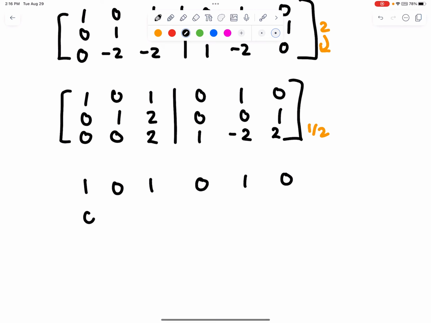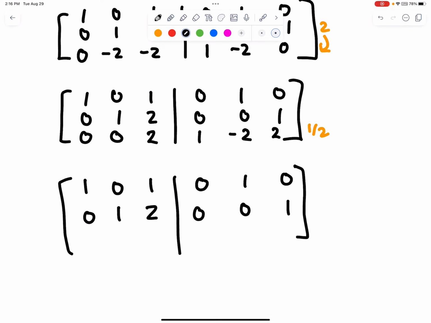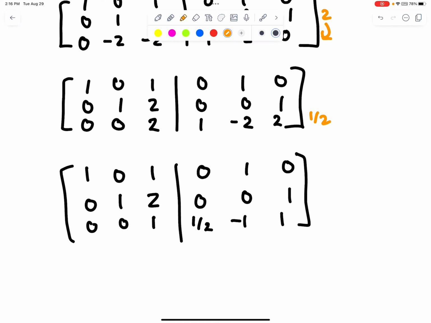Make sure you copy those correctly. Third row will be 1/2 of what it was, so 0, 0, 1, 1/2, negative 1, 1. All right, my next goal is to make both of these entries here 0 using the pivot one that's just below it. So I'm going to do both of these at the same time. I'm going to do negative 2 times row 3 and add that to row 2, and then negative 1 times row 3 and add that to row 1.